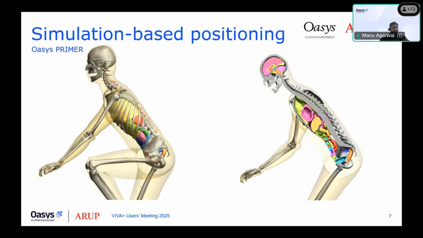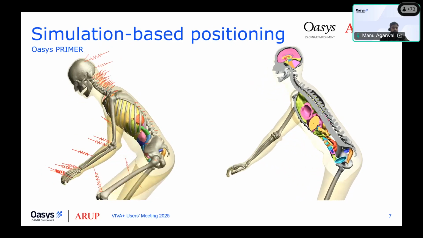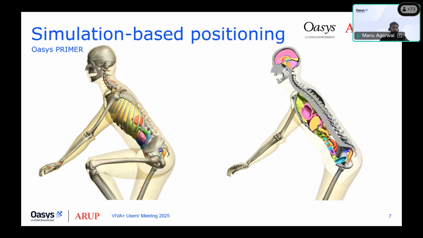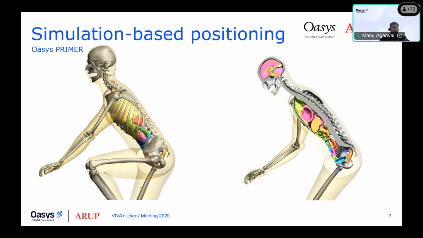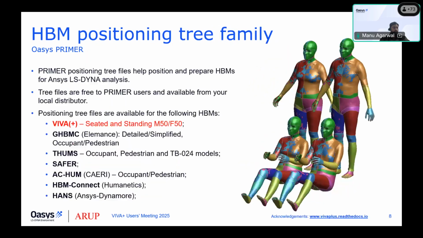Also, the simulation process considers the internal material properties and contacts that are defined inside the HBM and the vehicle. So this makes the simulation-based processing much more realistic. A quick walk through the HBM positioning tree family in Primer.